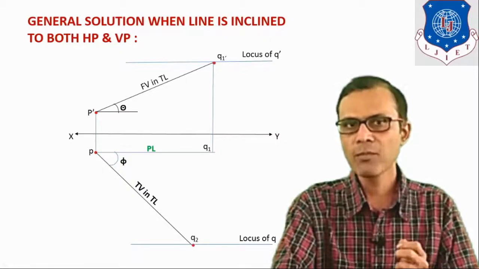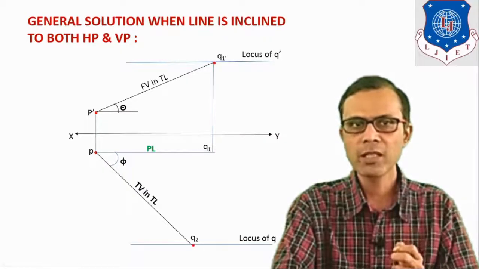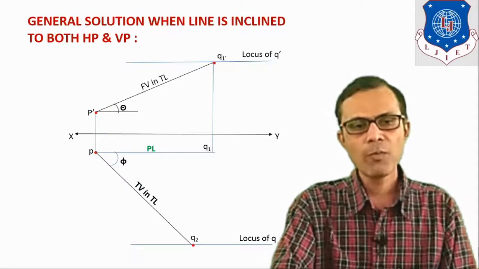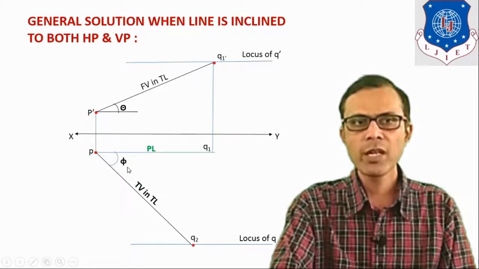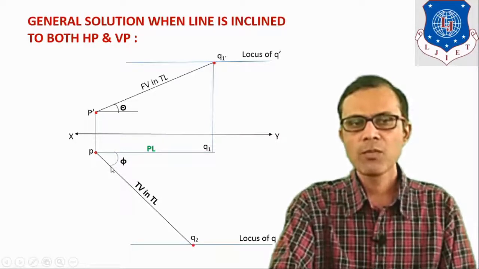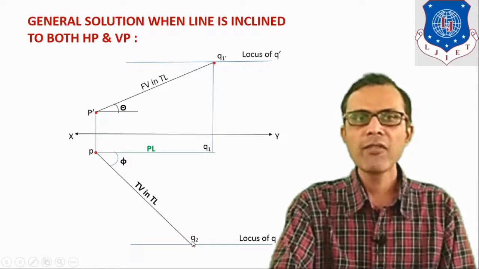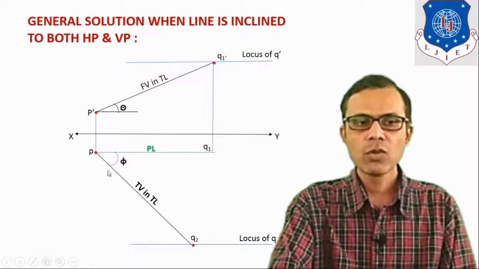So the final position of Q means the final top view of end Q. Now PQ2 is the top view in true length through the inclination angle. So draw the projection from both of these points, P and Q2, and we will get the elevation, that is the front view.